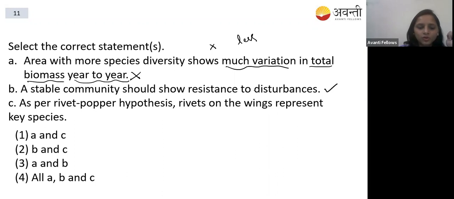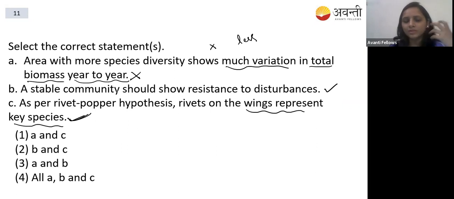Coming to option C, as per the Rivet Popper hypothesis, the rivets on the wings represent the key species. Yes, guys. When we talk about the Rivet Popper hypothesis, it is given like an aeroplane. Each nut is very important. If we remove one nut each time, the aeroplane will not stay in a stable condition. Like that, in the rivet hypothesis, the rivets on the wings represent the key species.